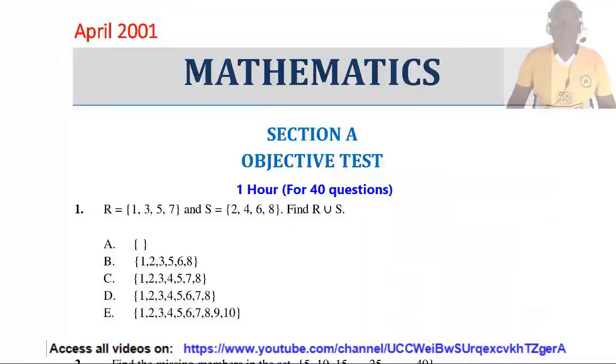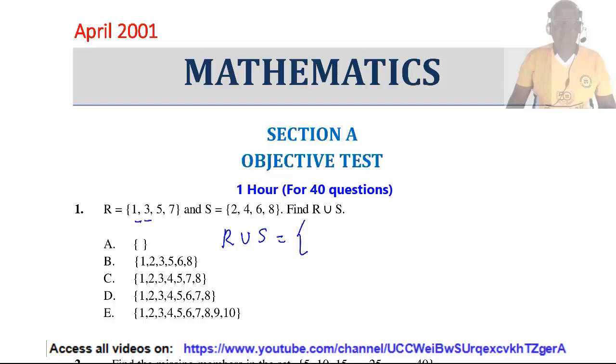April 2001, Mathematics, Section A, Objective Test, Duration 1 hour. Question 1. Set R equals 1, 3, 5, and 7, and set S equals 2, 4, 6, and 8. Find R union S. A quick way of writing R union S is to write down all the elements in R and combine them with the elements in S, writing down each element only once.